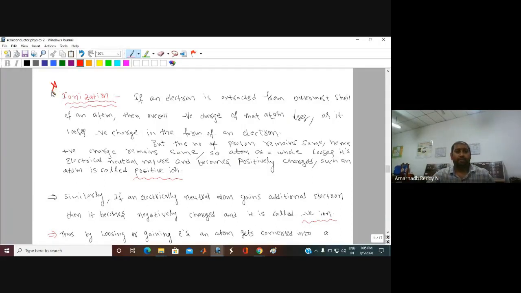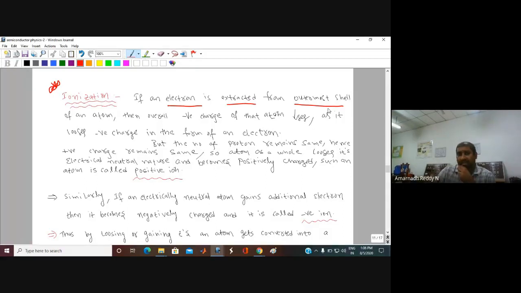You will understand after some time. This is ionization. What is the process of ionization? What do you mean by ionization? Listen, if an electron is extracted from the outermost shell, that means we are applying energy either through heat or light, or impact ionization or any other process.